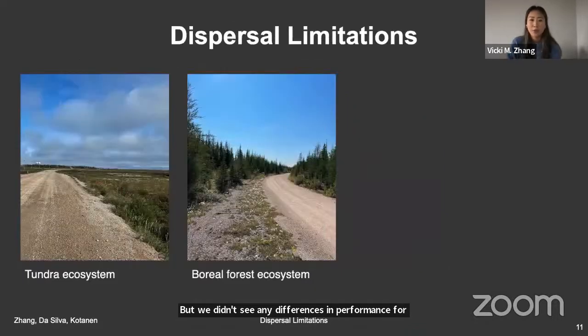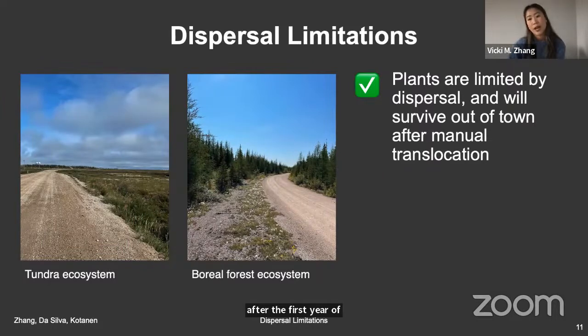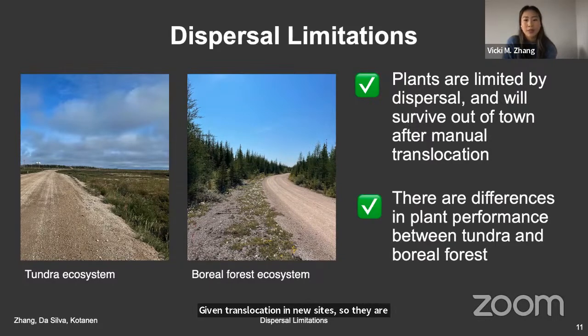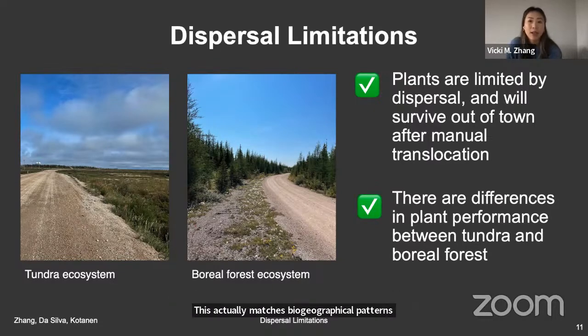So to summarize this first experiment, after the first year of observations, we found that plants were able to survive given translocation in new sites, so they are dispersal limited. And there are differences between the boreal forest and the tundra. This actually matches biogeographical patterns that we see across Canada, where the boreal forest is slightly more invaded, or easier to invade, compared to the tundra. In this case, it's probably because the boreal forest is slightly more sheltered, further away from the coast, potentially warmer.